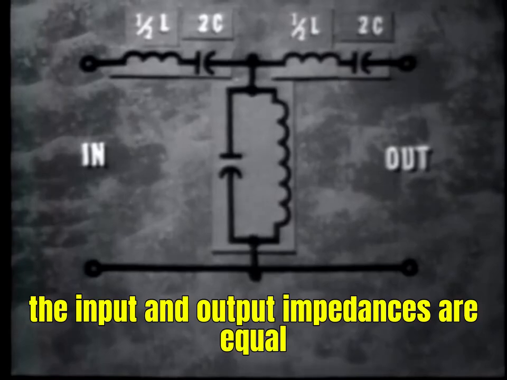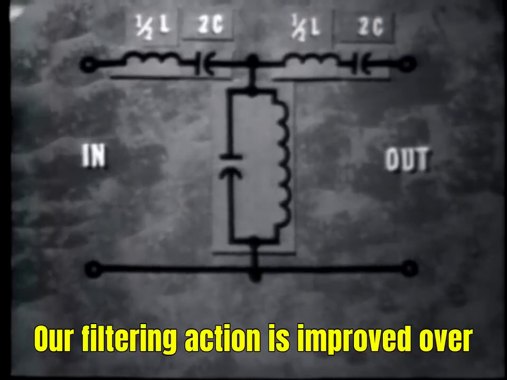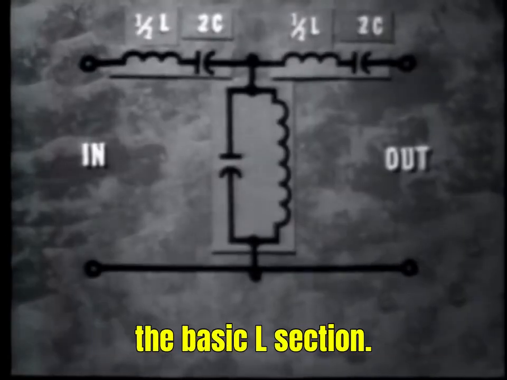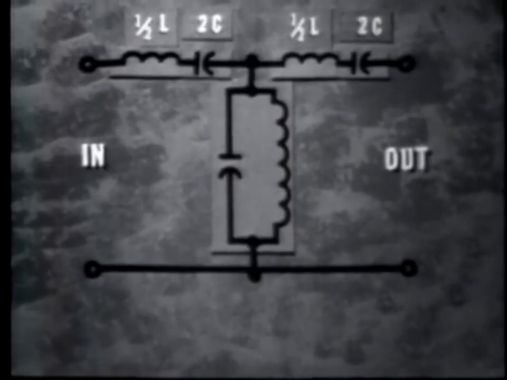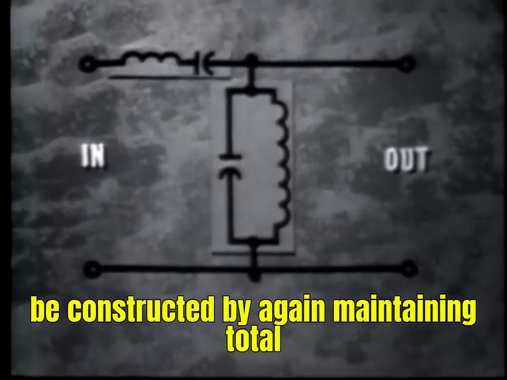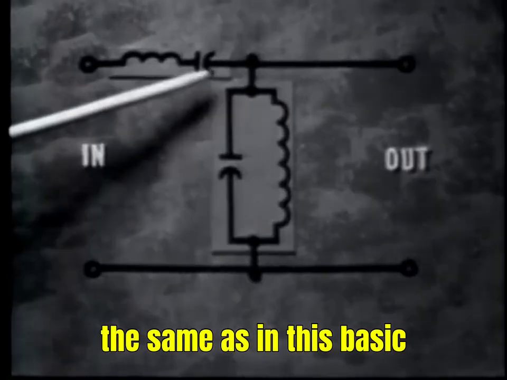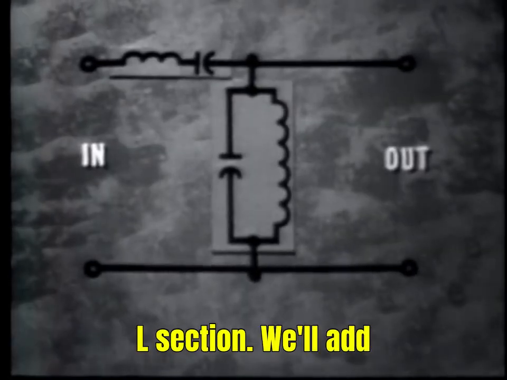Note again that the input and output impedances are equal, and since we have more filter components, our filtering action is improved over the basic L section. The pi section band-pass filter can be constructed by, again, maintaining total circuit inductance and capacitance values the same as in this basic L section.